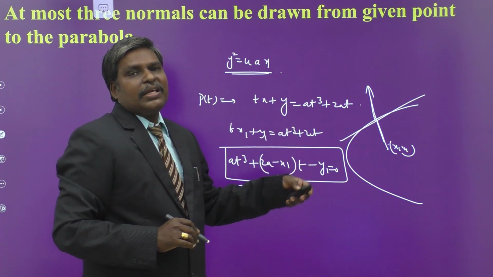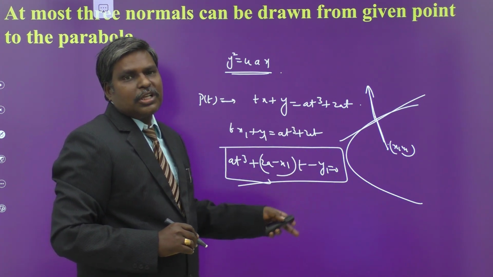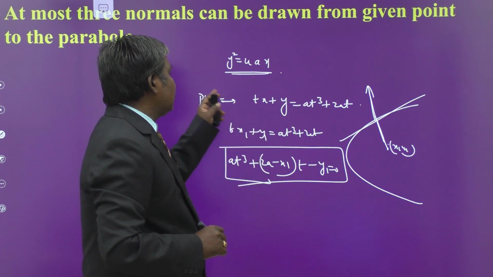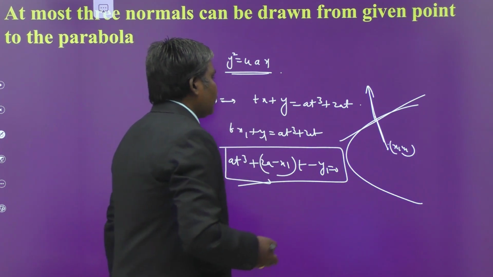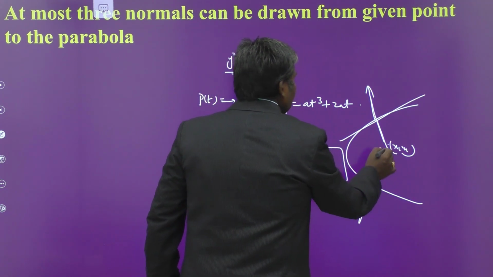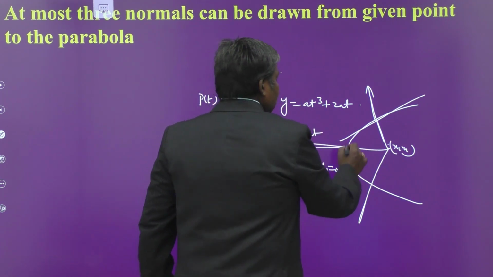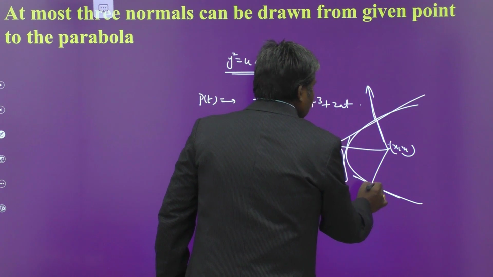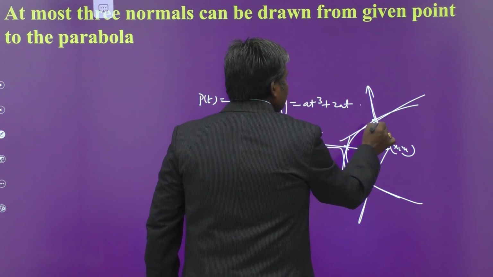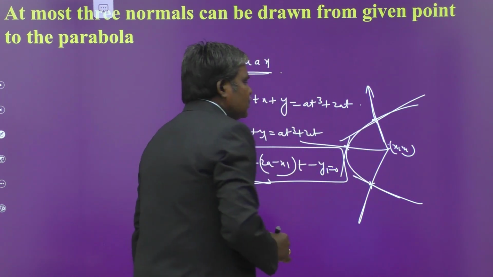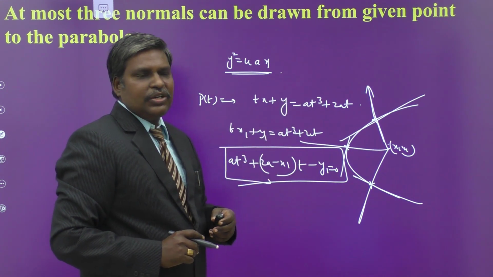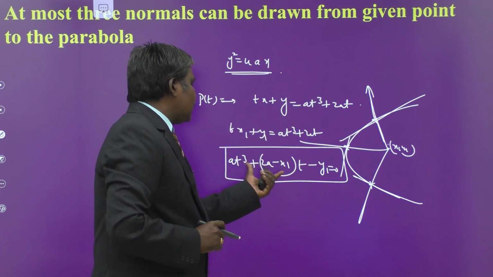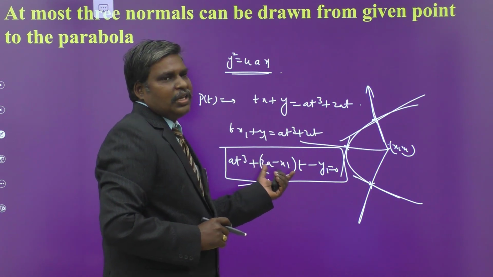Now, -t1, -t2, -t3 are the slopes of normals drawn at P(t1), Q(t2), R(t3) to the parabola. Therefore, at most 3 normals can be drawn from a given point to the parabola. These are the 3 corresponding tangents at these points. These are the 3 feet of normals. So, at most 3 normals can be drawn from a given point to the parabola, but it depends upon the real roots of this cubic equation.